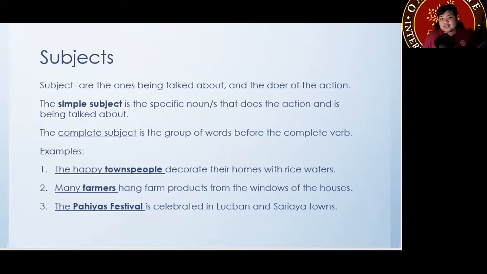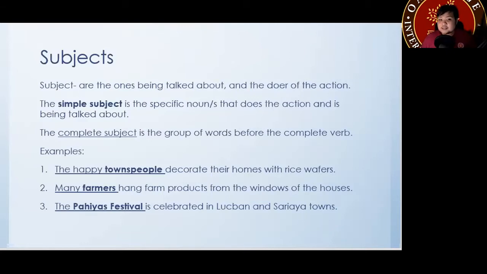Subjects basically, class, are the ones that are being talked about, and they are also the doers of the action. Okay, so the subjects are basically nouns that are used as the ones being talked about and they are the doer of the action. They're usually found at the beginning of the sentence. When you say simple subject, this is referring to the specific noun or nouns. If it's a proper noun or a compound noun, usually it's a group of them, that does the action and is being talked about.